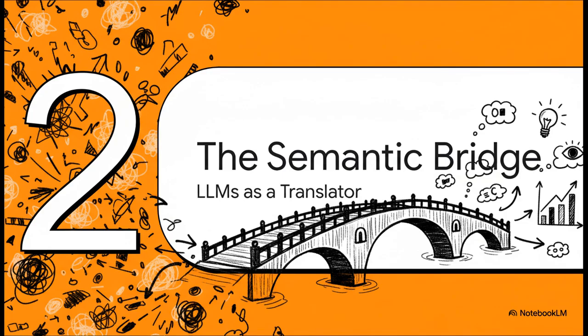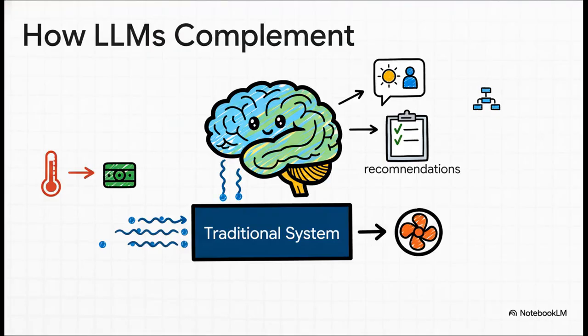Well, the really elegant idea here is to use an LLM as a kind of translator. It acts as a semantic bridge that can take all those raw, meaningless numbers and turn them into something we can actually understand. So the way this works is you have the LLM basically sitting on top of the traditional system, acting as the brain of the operation. It's the component that translates the low-level sensor data. It's the part that gives us those human-readable explanations we wanted. And it can even offer recommendations. It's the reasoning and planning layer that was missing before.